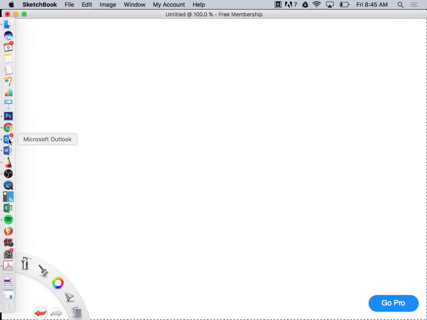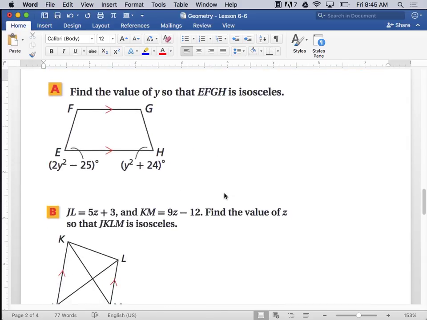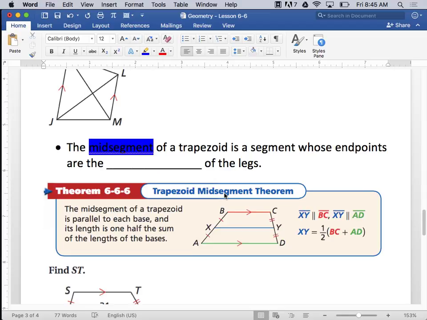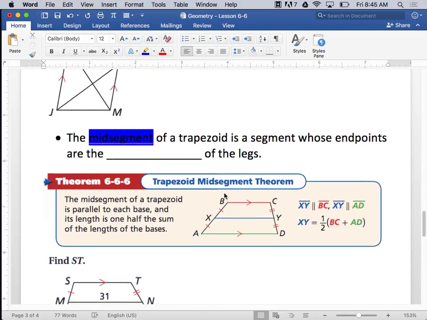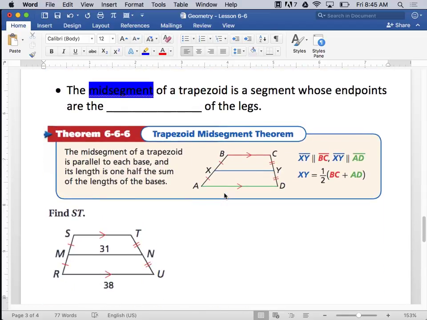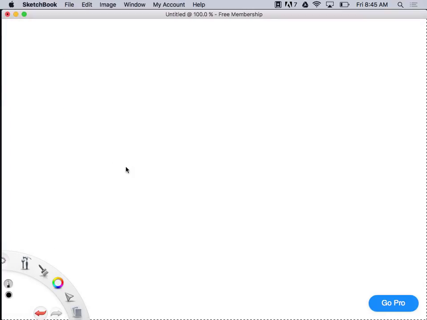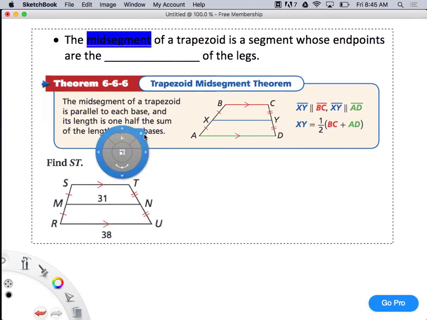Next. This is the last thing. Well, I'd really like to go through that, but the mid segment. So go ahead and turn to the next page. And then we're just going to go into the Kahoot.